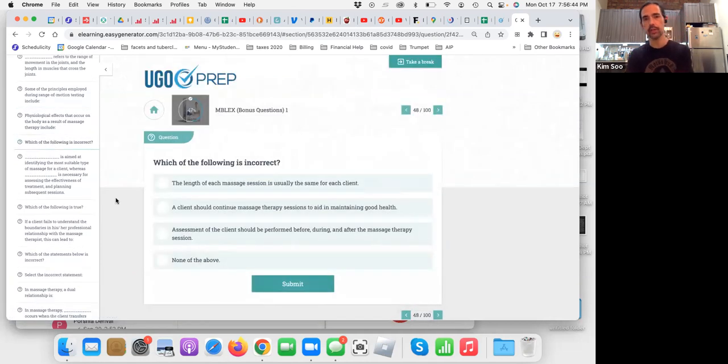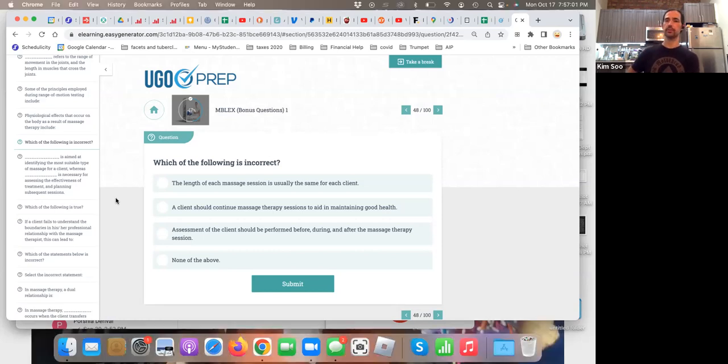Which of the following is incorrect? Number 48. The length of each massage session is usually the same for each client. A client should continue massage therapy sessions to aid in maintaining good health. Assessment of the client should be performed before, during, and after the massage therapy session, or none of the above.